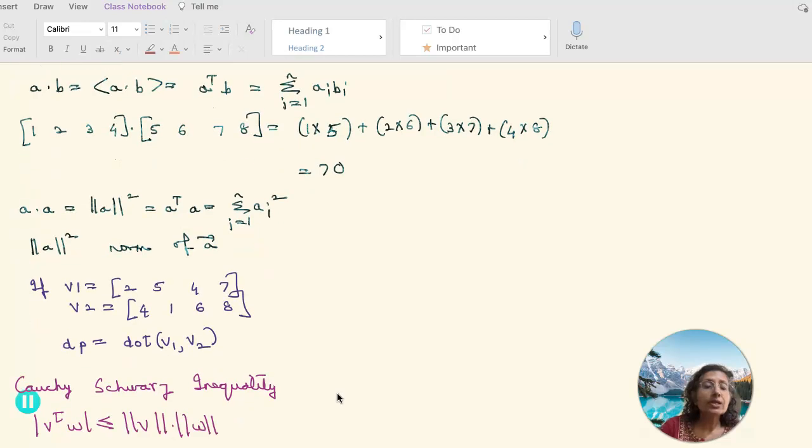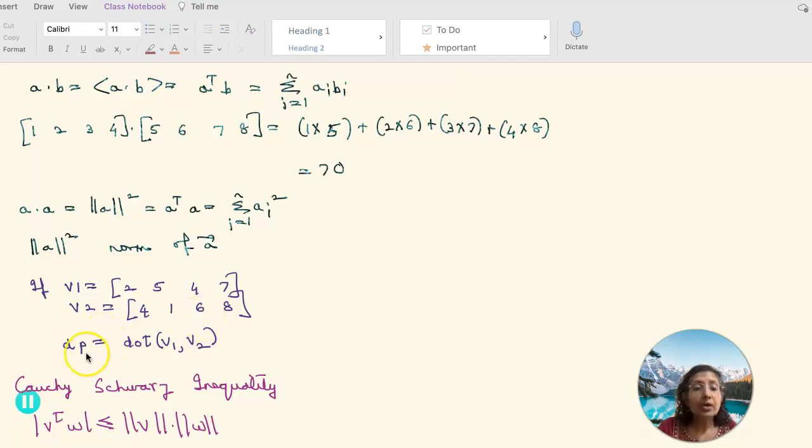Now, a dot a is norm a squared, and it is denoted by norm a squared. If I just put the square, it becomes norm a squared, otherwise it is just the norm of a, and norm a squared is a transpose a, which is summation i taking value 1 to n of ai squared. So if v1 is (2, 5, 4, 7) and v2 is (4, 1, 6, 8).